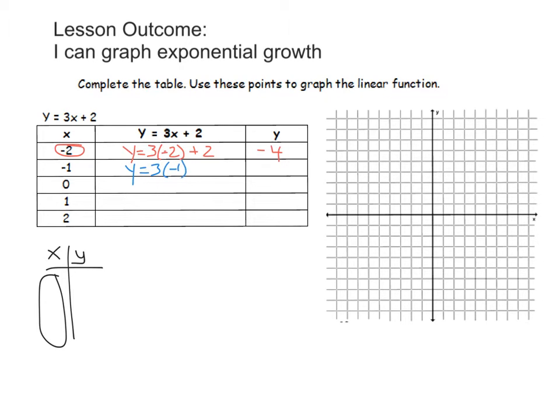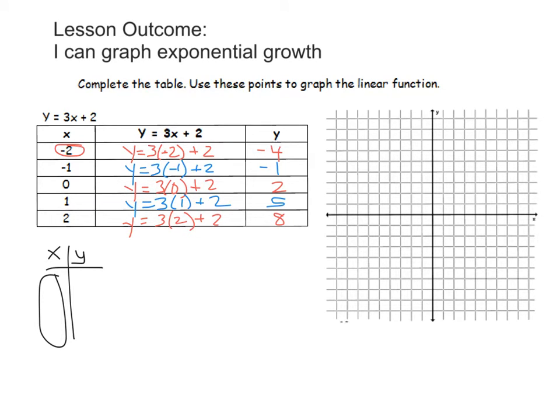We're going to put a -1 in this time for x. 3 times -1 is -3, plus 2 is -1. When we put a 0 in for x, we get 3 times 0, which is 0, plus 2, which is 2. If we put a 1 in for x, 3 times 1 is 3, plus 2 is 5. And lastly, if we put a 2 in, 3 times 2 is 6, plus 2 is 8.